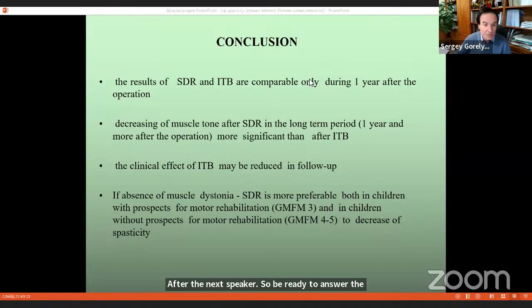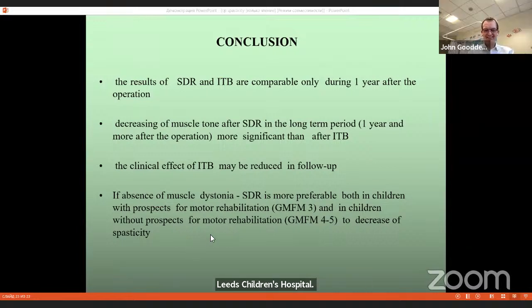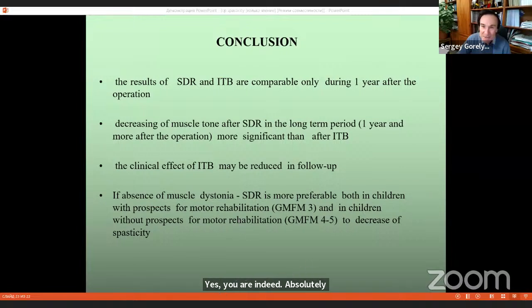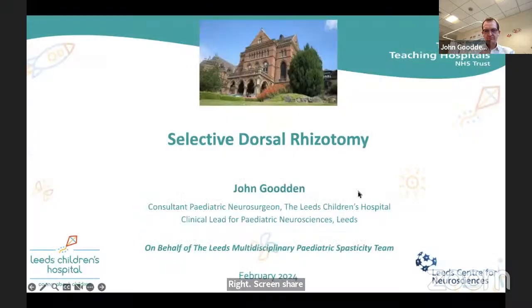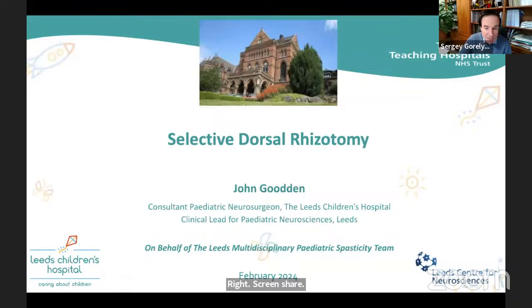Now I'd like to welcome Professor John Gooden. He's a consultant neurosurgeon, both adult and pediatric, at Leeds Children's Hospital. John, am I right? Yes, you are indeed. Please go ahead. Right, the screen share, hopefully. Yes, it works.